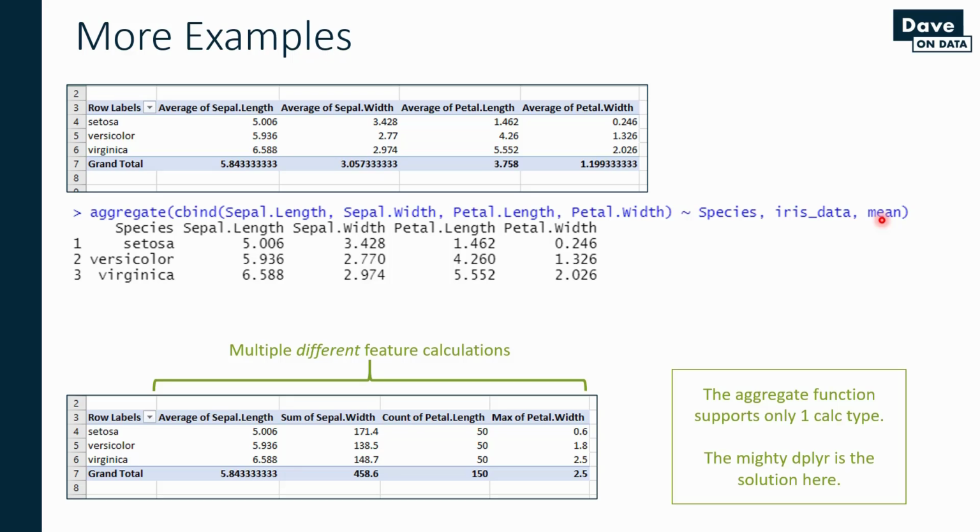That's not nearly as big of a problem as you might think. The mighty dplyr is the solution here. Later on in the course, we'll be using dplyr to massage our data, to pivot our data, to aggregate our data. dplyr supports all the kinds of features that you would expect based on your experience with Excel pivot tables. Anything basically you can do in an Excel pivot table, you can essentially do in dplyr.